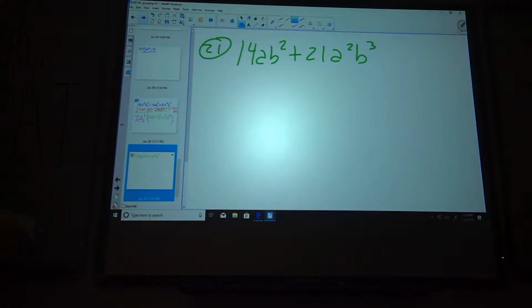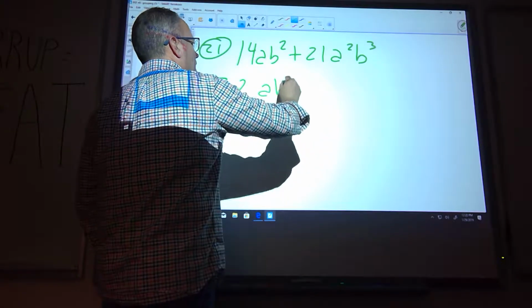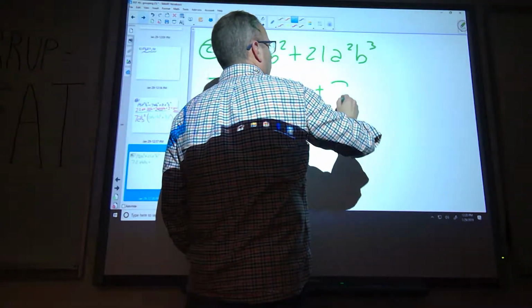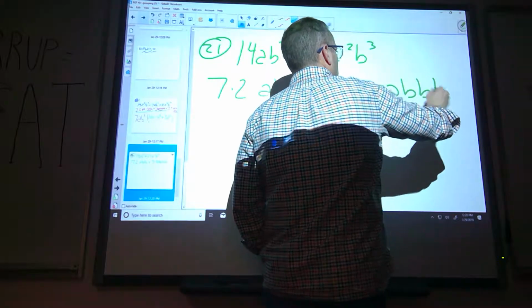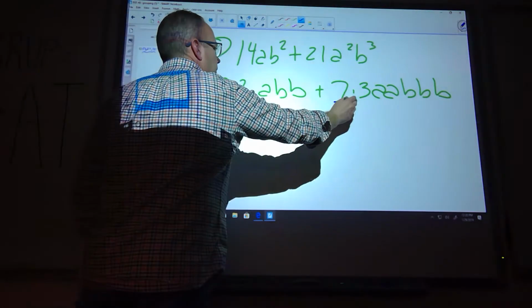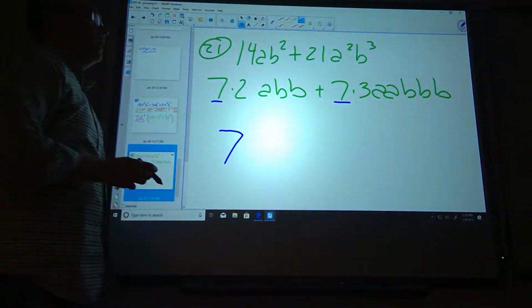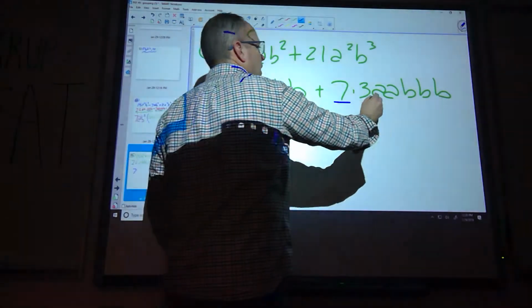What is the largest number that 14 and 21 have in common? 7. I'm going to make this 7 times 2, A, B, B, plus 7 times 3, A, B, B, B. Agree so far? So you said I could pull a 7 out. What else can I pull out of both terms? AB. I can pull an A.